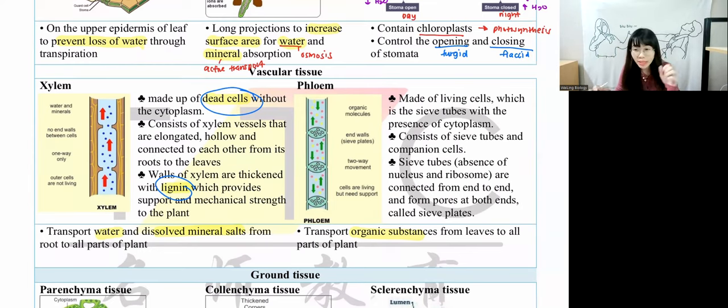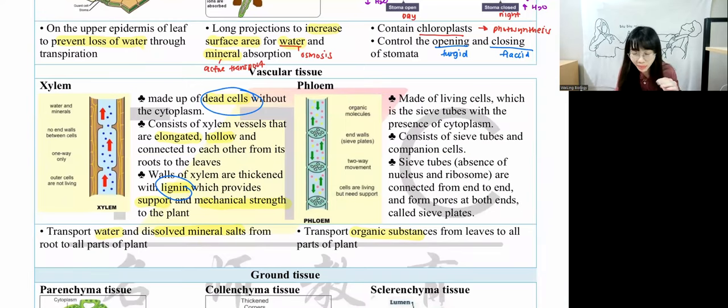Hollow means empty, elongated means long. They have to join together to transport more water and minerals. So they have to be elongated and hollow, connected to each other so that they are able to transport more water. When a xylem is taken by lignin, they are able to provide support and mechanical strength. Okay, they are able to provide support and mechanical strength. So this is the xylem characteristic.